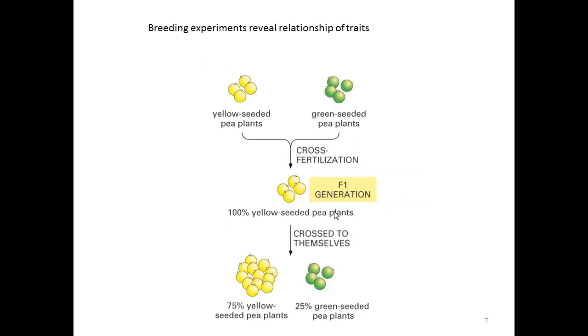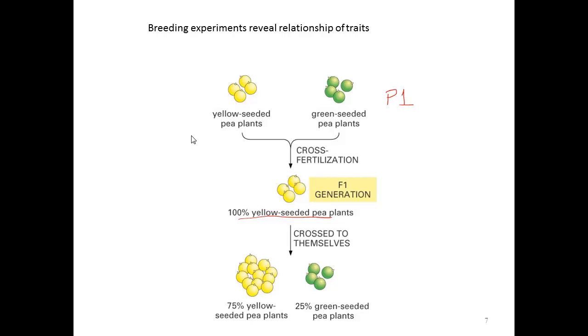So here are the results from one of Mendel's breeding experiments. He took yellow-seeded plants and green-seeded plants and manually cross-fertilized them. This is known as the parental generation, referred to as the P1 generation. The first set of offspring are called the F1 generation, and 100% of the offspring from this cross are yellow-seeded plants. That's because yellow color is dominant to green for the color of the seeds.